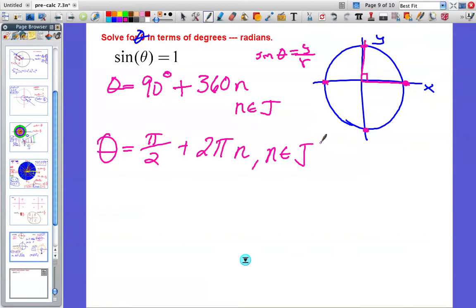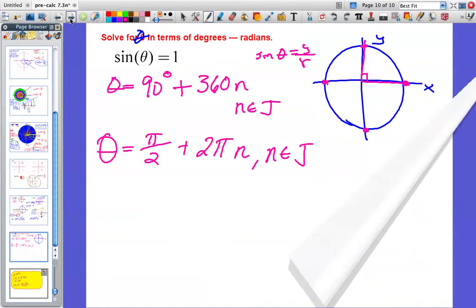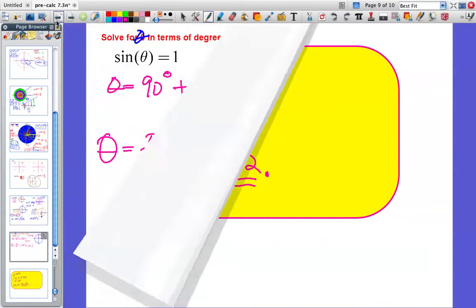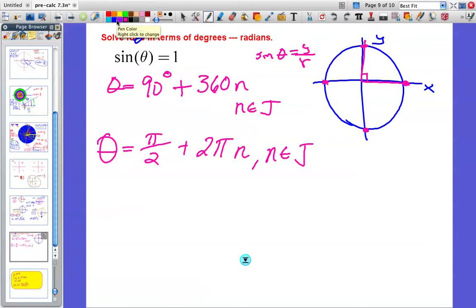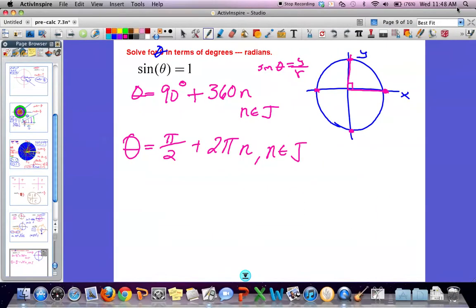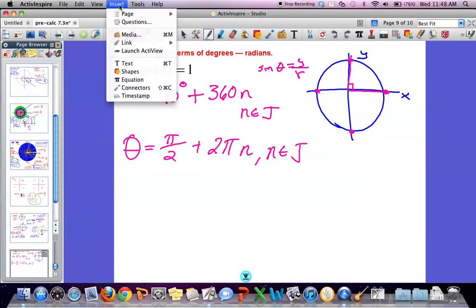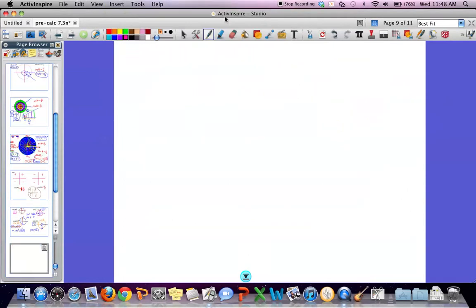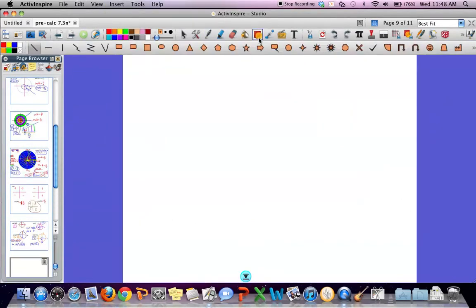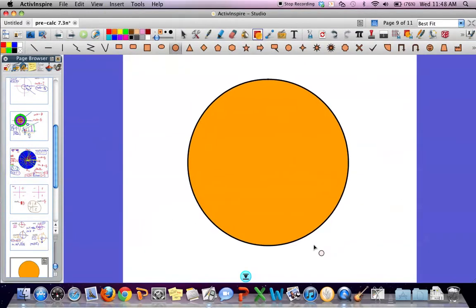Hopefully you can see we could write other ones as well. I mean, if the answer was 80 degrees, the same concept works. Let's do that quick circle before I give you this. How do I get a new page, you guys? Insert a new page. And I know you've done this already, but let's just do it really quick. Now that's a circle right there.